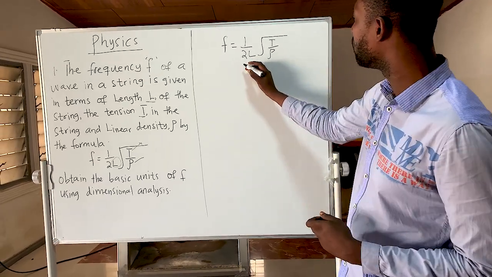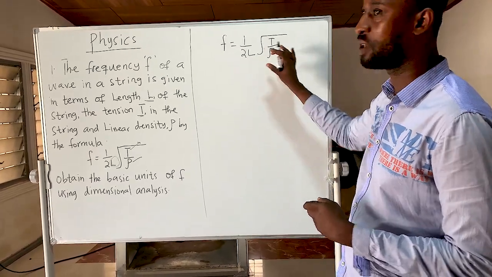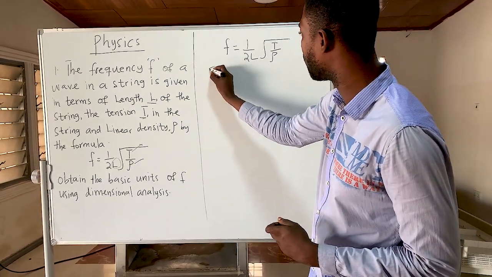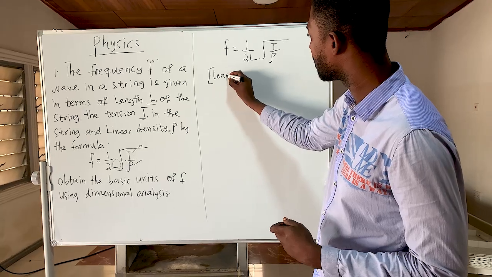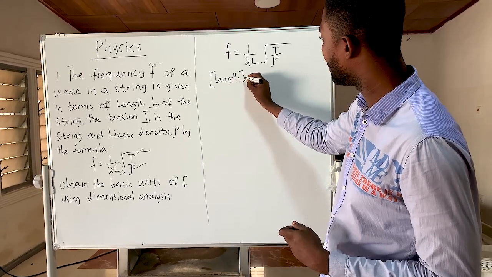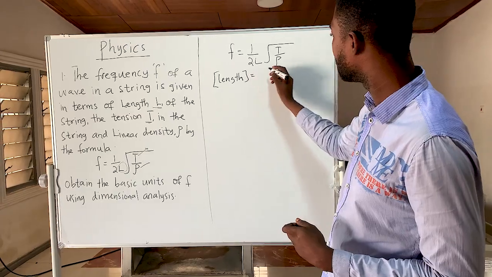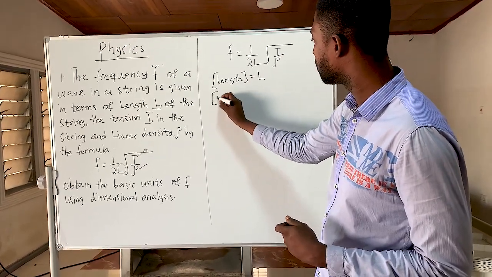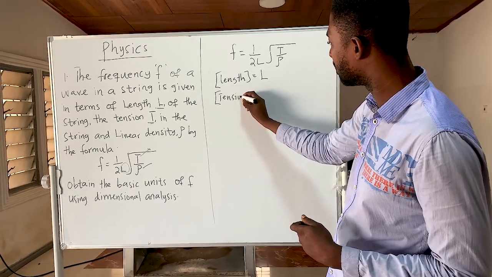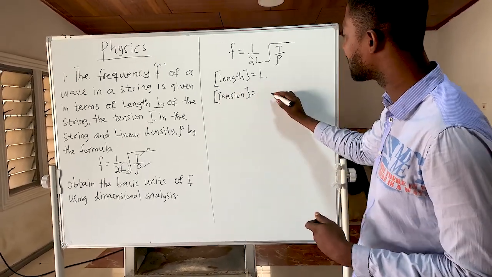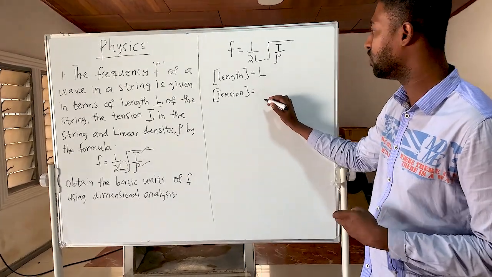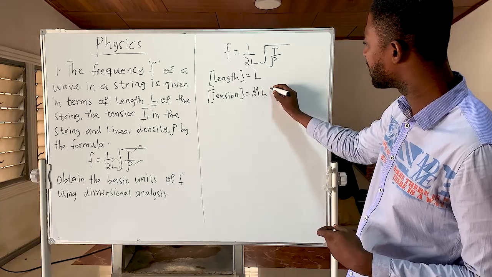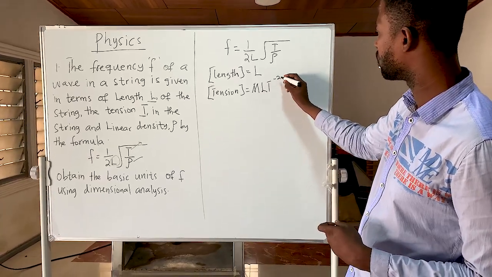So now we have to find the dimension of each of the parameters in the question. So here we need to find the dimension of L, which is length. And dimension of length is L. This is tension, which is a force, dimension of tension. And remember, force is equal to mass times acceleration, and the dimension of mass is M. Acceleration is LT minus 2.